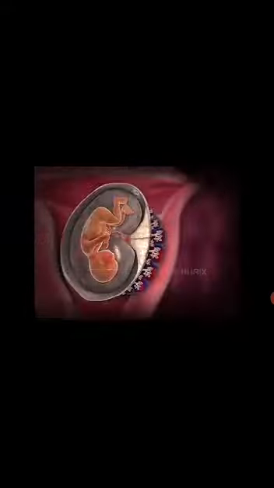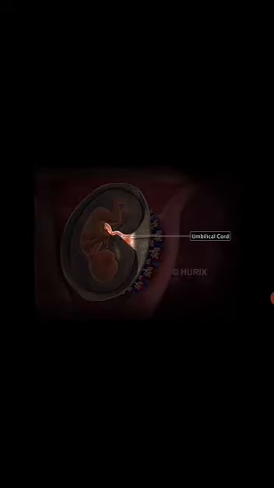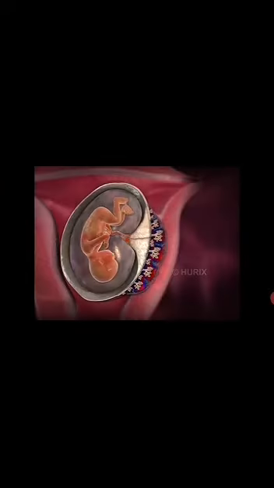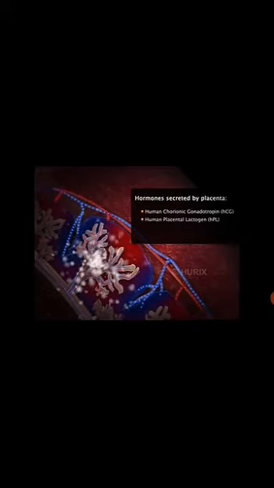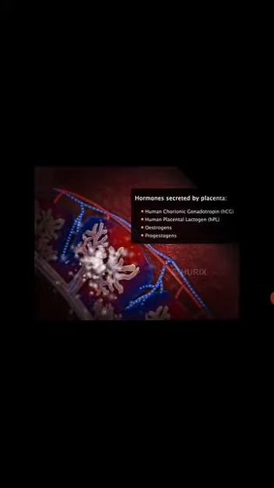As the human embryo grows, the umbilical cord develops and connects the embryo or fetus to the placenta. The placenta helps in the exchange of oxygen and nutrients between the mother and the fetus. Carbon dioxide and waste materials produced by the fetus are also removed via the placenta. The placenta secretes several hormones such as human chorionic gonadotropin, HCG, human placental lactogen, HPL, estrogens, and progestogens.